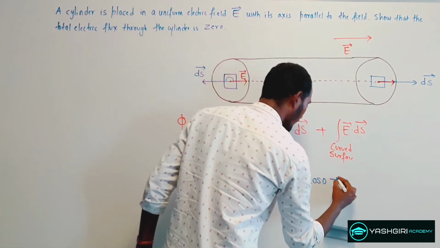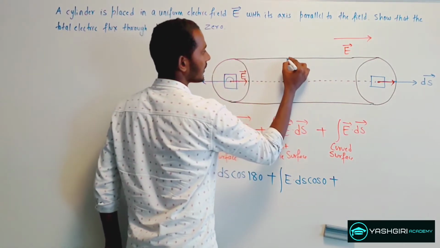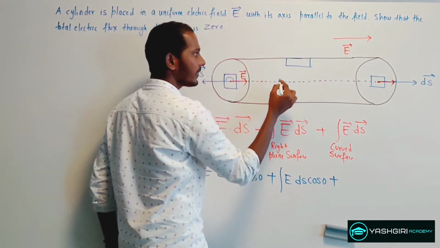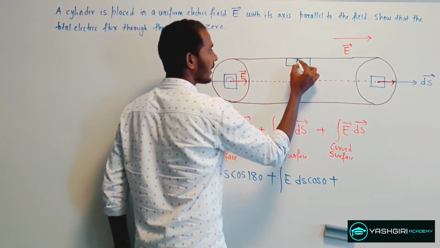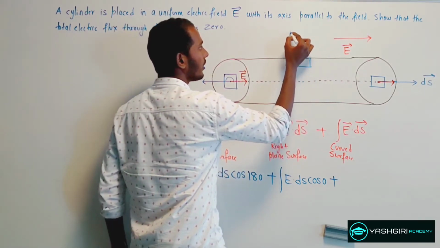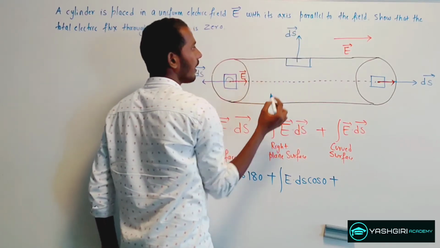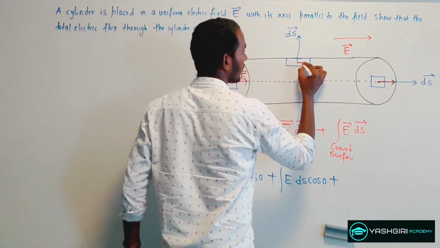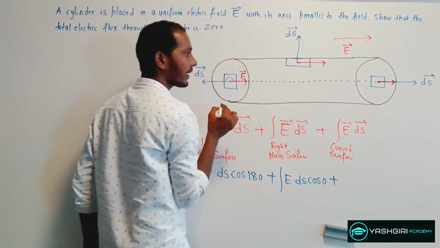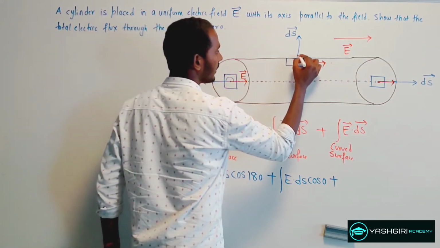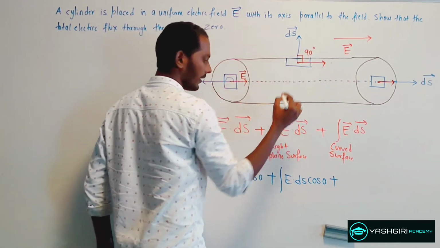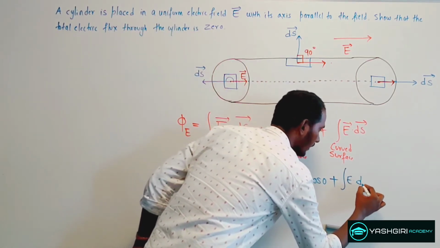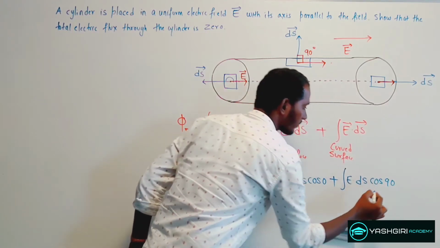While for this third surface, if I choose a small plane area element, the direction of this surface area will be pointing outward like this, so this is your ds vector. And the direction of the electric field is again from left towards the right, and here the angle is 90 degrees. So I can say the integration of E ds cos 90.